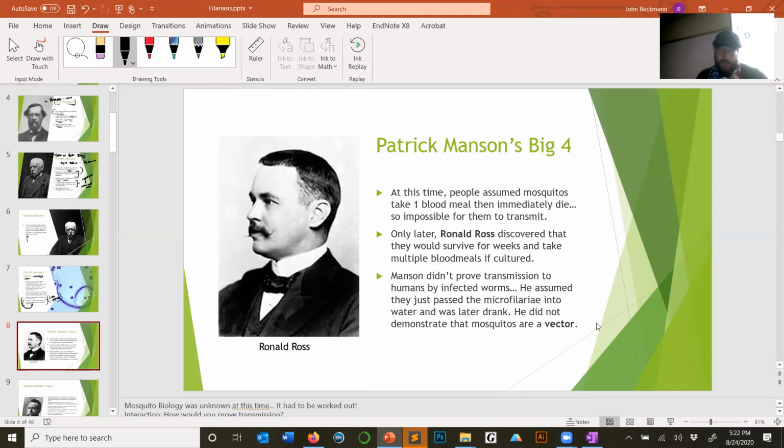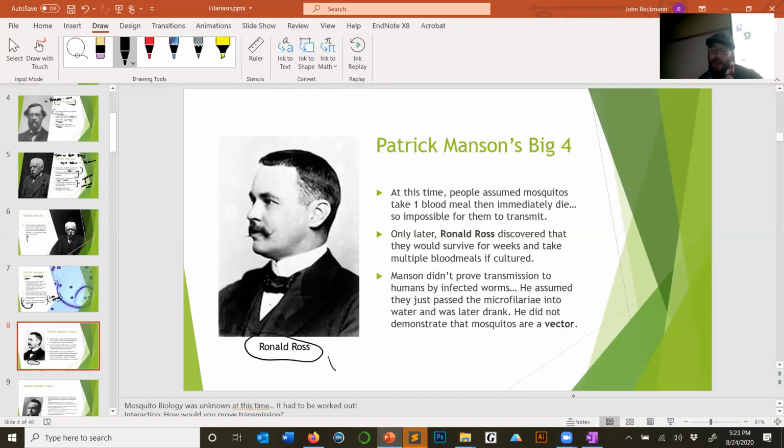Okay, so then there's this person, Ronald Ross, and you're going to see how all these stories intermingle with each other. Ronald Ross at the time was a person who was studying mosquitoes and malaria. And Ronald Ross was talking to Patrick Manson. They were sharing letters and communicating with each other. Okay. And so remember what I said about how at this time we did not even know about the life cycle of mosquitoes. We did not even know at this point that a mosquito could take multiple blood meals.